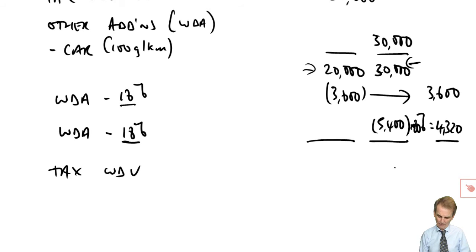5,400 away from 30 is what? 24,600. On the pool, of course, it's just the normal rule. Take your allowance in full away from your tax written down value. 3,600 from 20 is what? Not 17, that is £16,400. Now the pool is fine, you just take the writing down allowance on a reducing balance basis, hopefully no problem there.